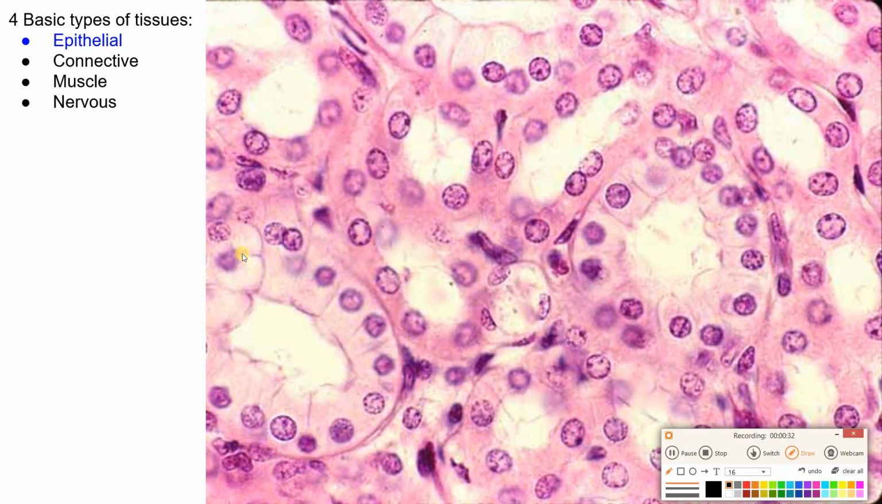Now what we're seeing here, really basically everything on this entire micrograph here is epithelial tissue. Notice all the nuclei, by the way, all these purple circles here are nuclei. So if I see a nucleus, I know I've got a cell. So here's a nucleus, and I can make out the outline of a cell around it.